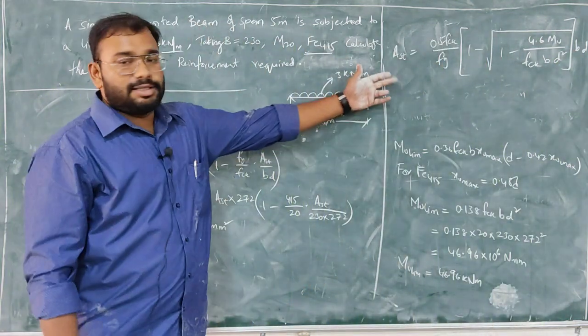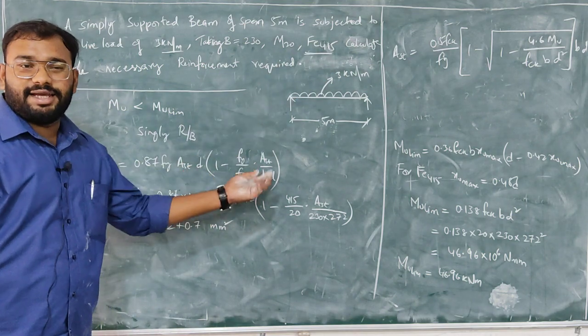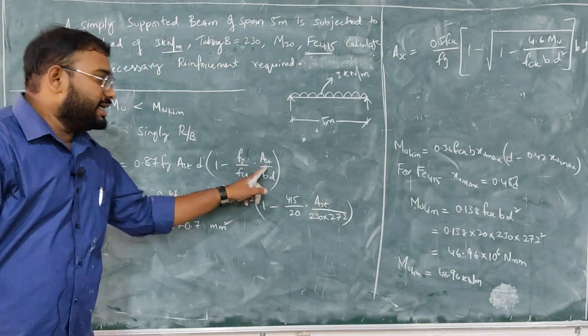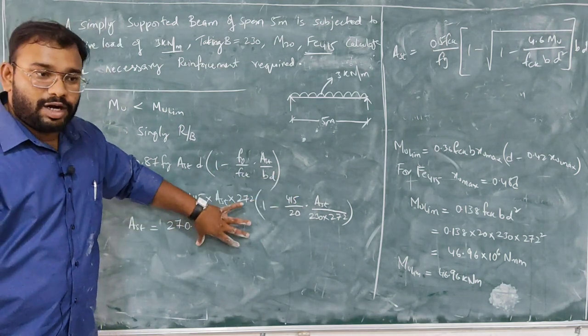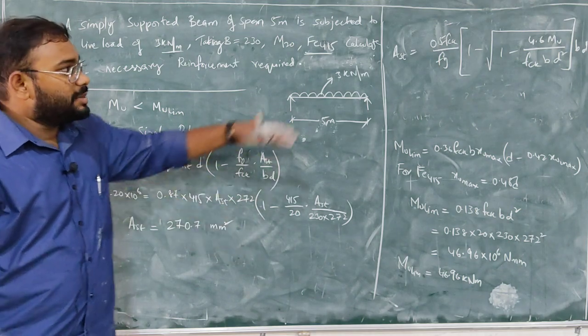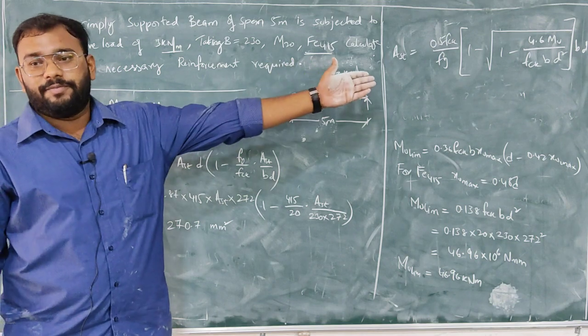See, what is this? This is the root of this formula. You have Ast and Ast square here. Listen here, Ast will give you Ast square. Okay, this will be a quadratic equation. To avoid this quadratic equation calculations, some textbooks have given this formula. This is actually the root of this formula.